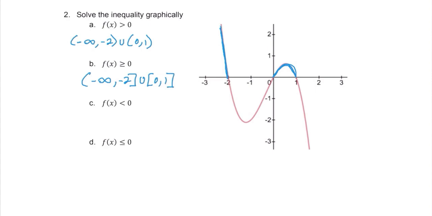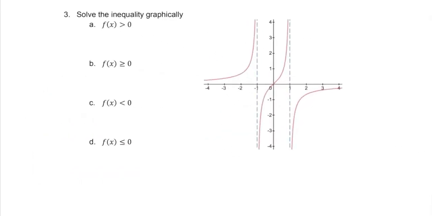In example C, we're asking where is f less than 0? In other words, where is it below the x-axis? That's in this first interval from -2 to 0. Also, this second piece from 1 to infinity. Again, we'll use parentheses since it's a strictly less than. In example D, we have less than or equal to, meaning we can now include those x-intercepts. We'll bracket the -2, bracket the 0, bracket the 1, infinity stays a parenthesis.